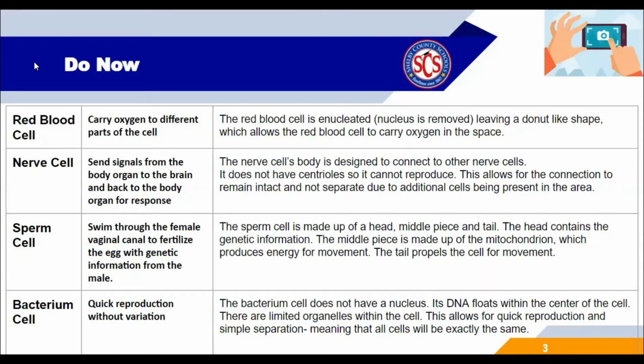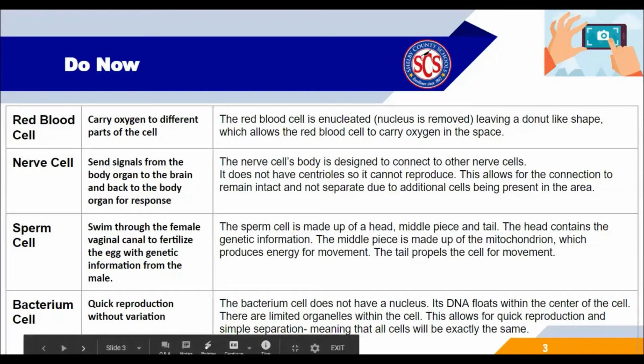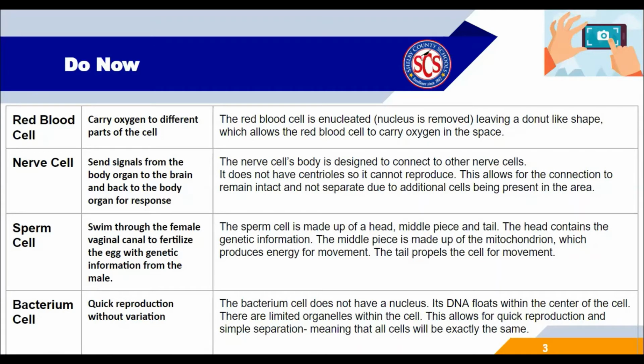We know that the nerve cell sends signals from the body organ to the brain and back to the body organ for response. That allows it to connect to all of the other nerve cells. It does not reproduce because it does not have centrioles.